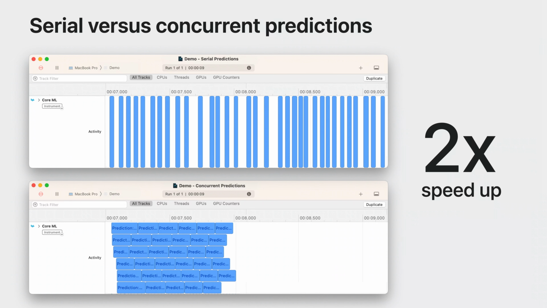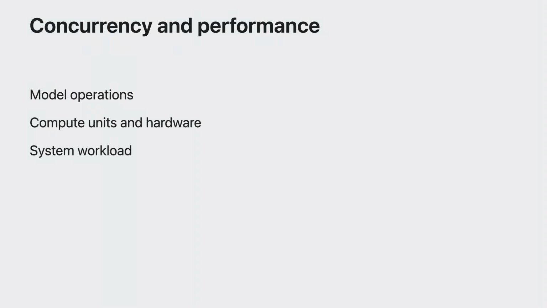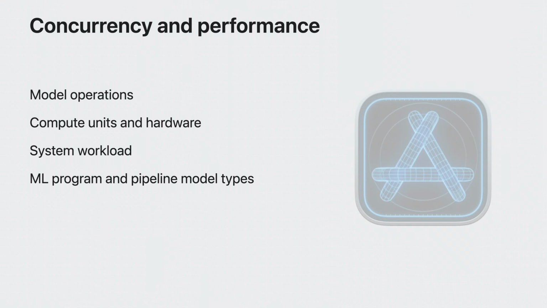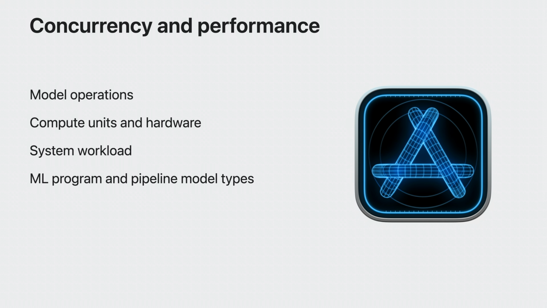However, it's important to note that the amount a given model and use case may benefit from a concurrent design heavily depends on several factors, which include the model's operations, the compute units and hardware combination, and other work that the compute devices may be busy with. Also, the ML program and pipeline model types will provide the best performance improvements from running predictions concurrently. Overall, when adding concurrency to your app, you should carefully profile the workload to make sure it's actually benefiting your use case.